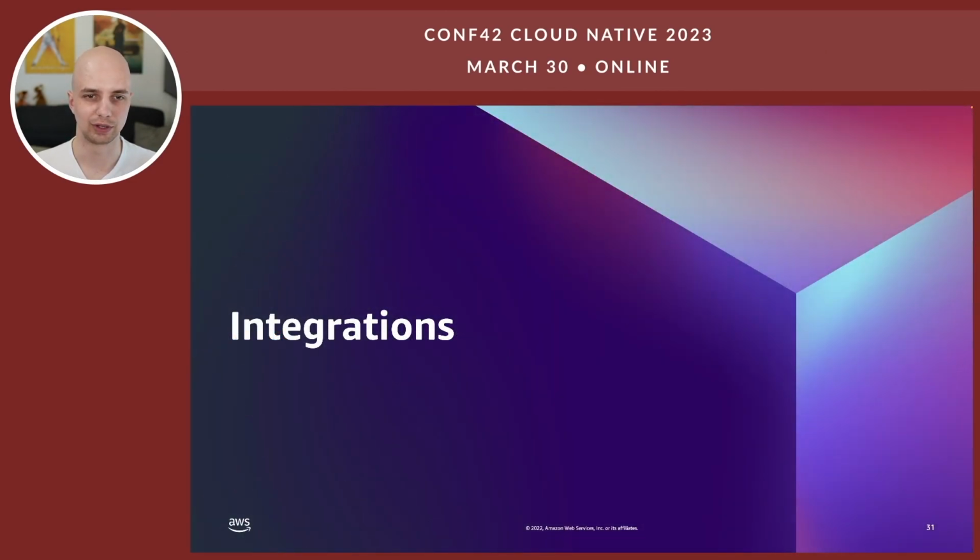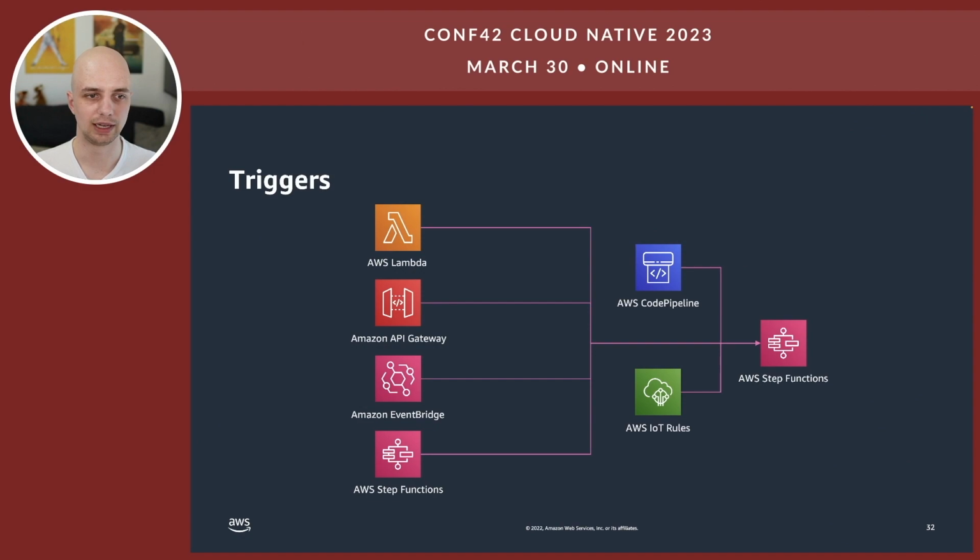But what services do integrate into step functions? Well, there are a bunch of services that integrate into step functions, and there are multiple types of integrations available. So let's look at the triggers first. You can trigger the step function workflow, for example, using a lambda function. You can also directly trigger it with API gateway or using an event in EventBridge or using another step functions workflow. Also, you can trigger it from a code pipeline or using IoT rules.